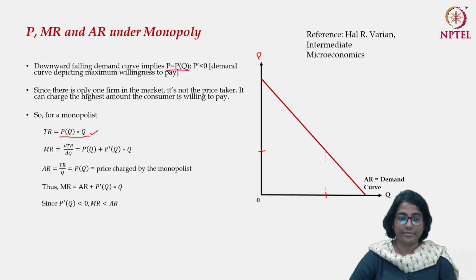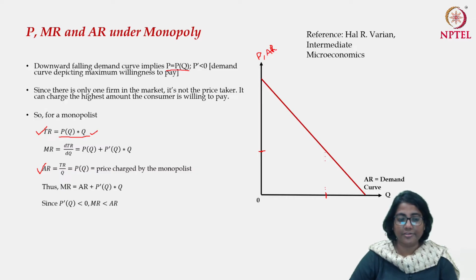If this is the total revenue, then let us see what the marginal revenue and the average revenue are. Let us first deal with the average revenue. Average revenue is total revenue divided by Q, so this is equal to P(Q). Now, I am going to plot average revenue here, along with P.